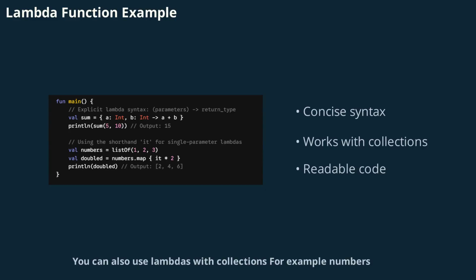You can also use lambdas with collections. For example, numbers.map { it * 2 } doubles each number in the list. This concise syntax makes your code more readable and expressive.